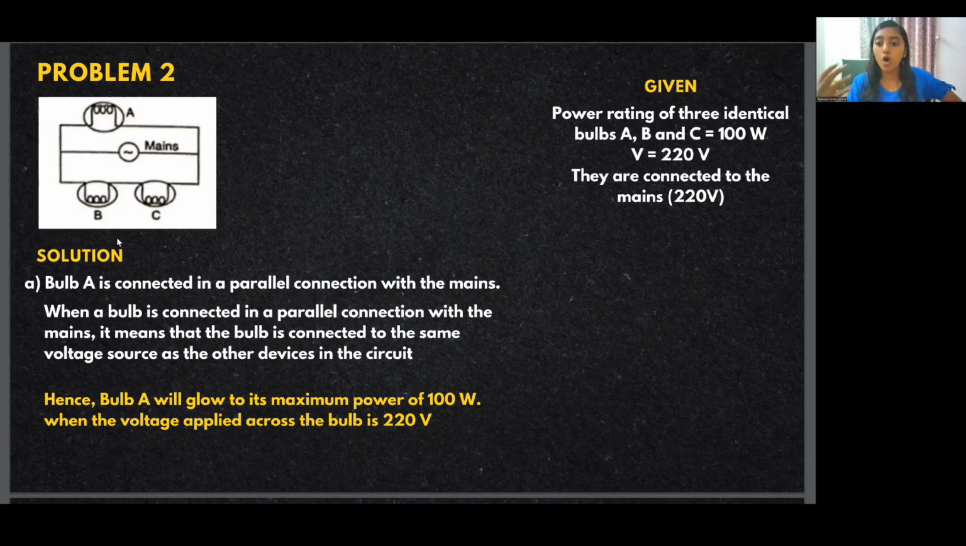The first question was, at what voltage will it actually glow? So it will glow at 220 volts. What we need to remember is that if it is connected in parallel, the voltage of the mains will be equal to the voltage at which the bulb will glow, right?